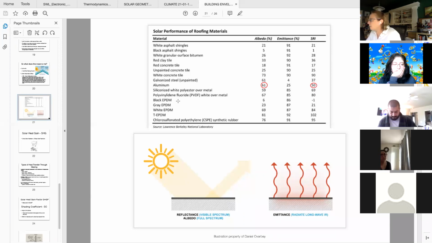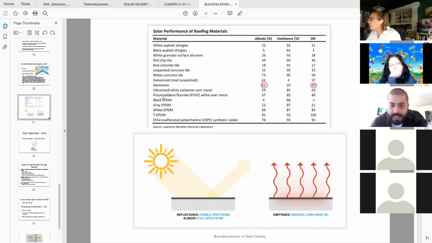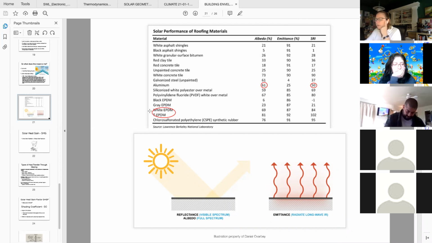Did they have TPO on here? Aluminum, right. White EPDM. It's not exactly a TPO roof, but this is a very high performing roof product. Oh, this is probably the TEPDM, where the T stands for thermo something. It's one of the highest performing roof products out there.